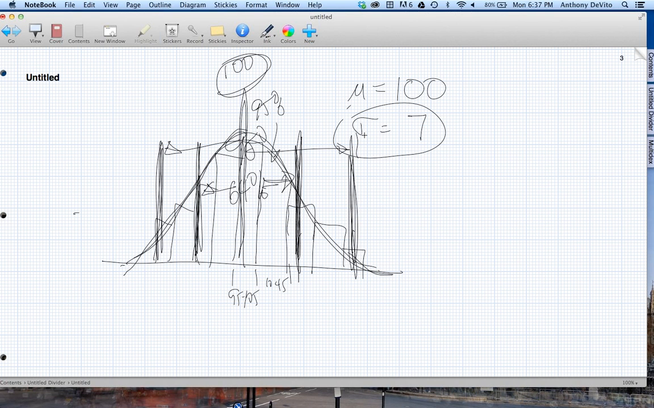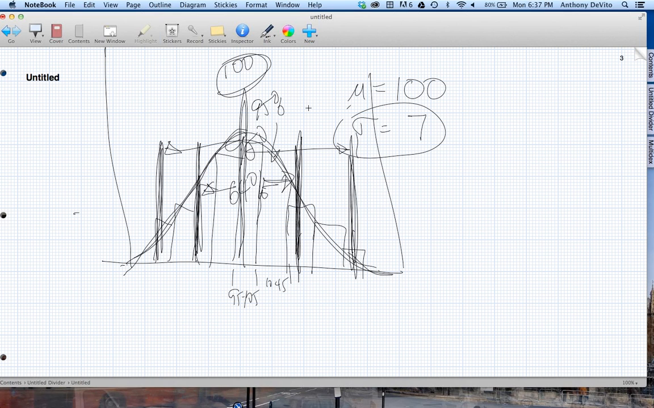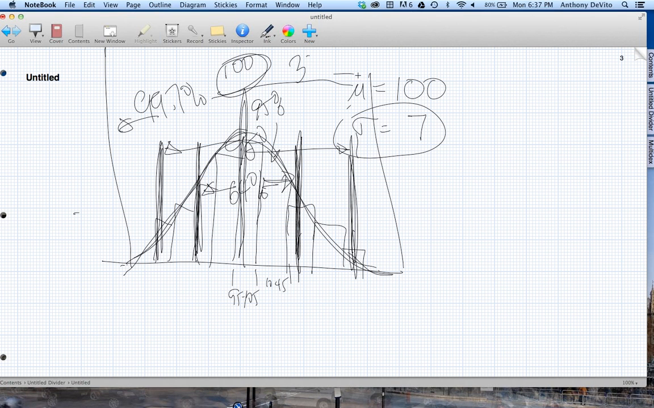95% of the population is between two standard deviations below the mean and two standard deviations above the mean. And I can even go further and talk about three standard deviations above and below the mean. And that's represented by 99.7% of the population, if it's a true normal distribution, is between -3 standard deviations below the mean and +3 standard deviations above the mean.